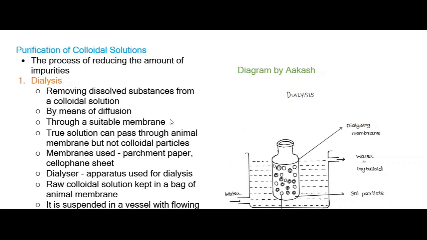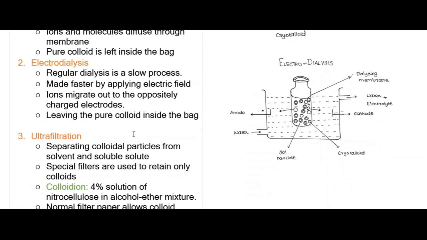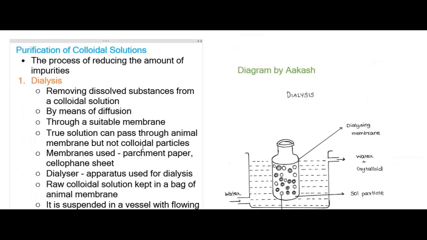Purification of colloidal solutions. So we have seen the different methods of preparation of colloids. After preparing the colloids, they should be properly purified. The process of reducing the amount of impurities is called purification of colloidal solution. So we have three methods: dialysis, electrodialysis, ultrafiltration. Let us see one by one.